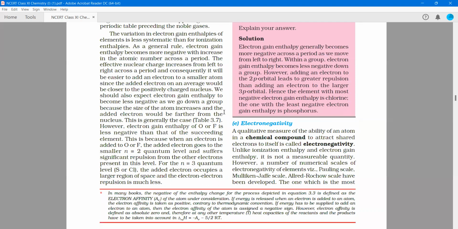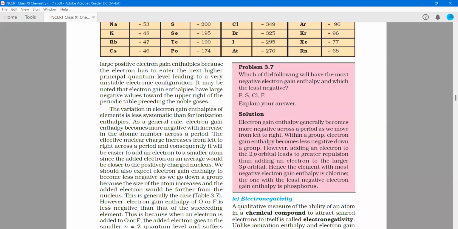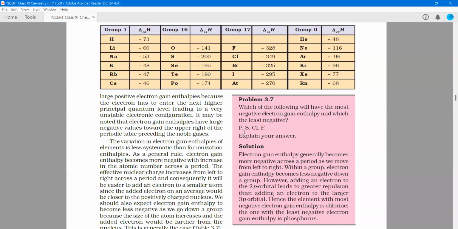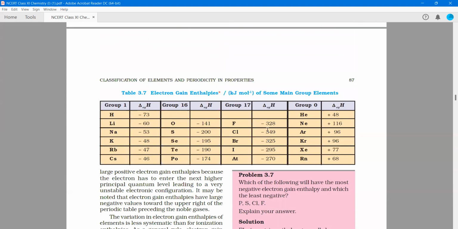So the last topic that we are... okay. So let us take problem 3.7. Which of the following will have the most negative electron gain enthalpy, and which is the least negative? First, you need to know the position of these elements in the periodic table: P, S, Cl, and F.